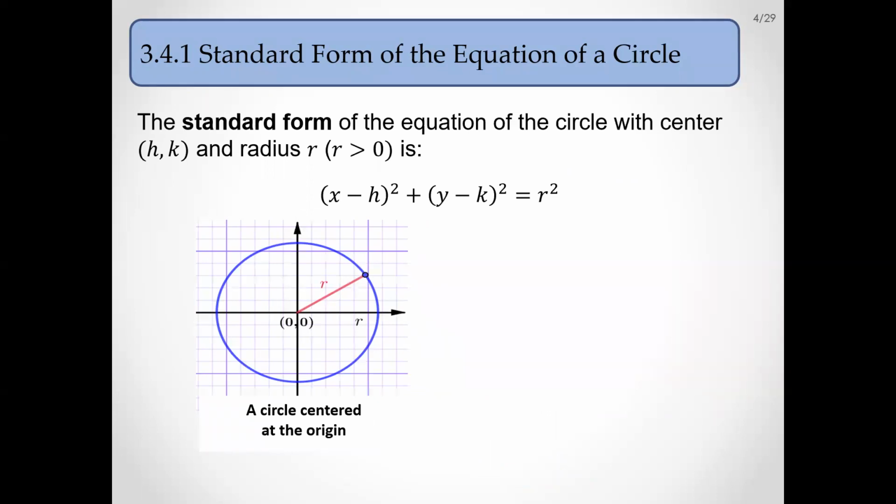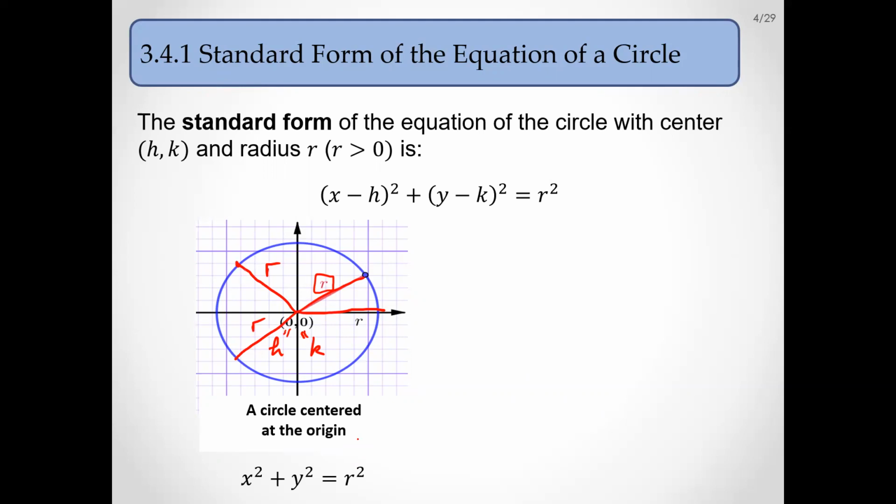In the special case of a circle centered at the origin (0, 0), أذكر, in this case h will be 0, k will be 0. نعوض هنا تعطينا the equation of a circle centered at the origin with radius R. Radius هي المسافة هذه، هي المسافة هذه، هي المسافة هذه. All these distances are equal to R. So this is the standard form of the equation of a circle centered at the origin.